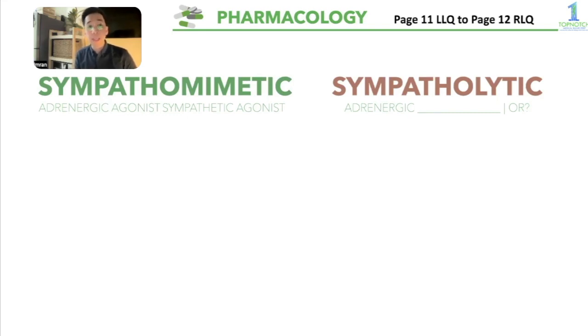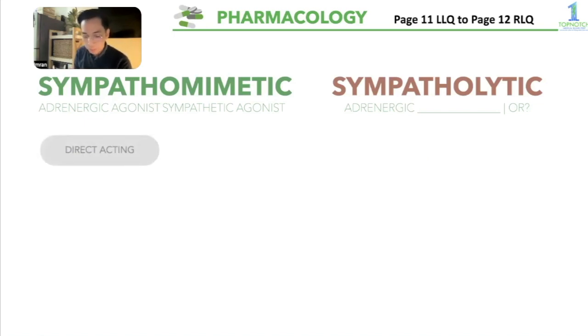Your sympathomimetics, other term sa kanila ay adrenergic agonist or sympathetic agonist. They mimic the catecholamines in the body. Kasi sa sympathetic nervous system, ang main driver would be your catecholamines. So they act like the catecholamines. Yun yung mga drugs na sympathomimetics. While your sympatholytics, these are adrenergic antagonists or adrenergic blockers. So these are your sympatholytics. Let's start with your sympathomimetic.